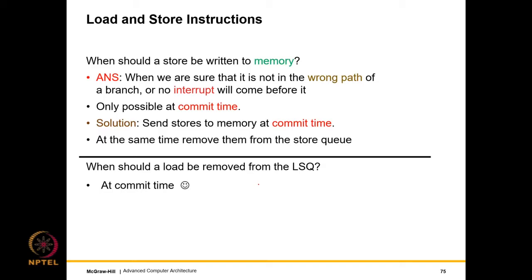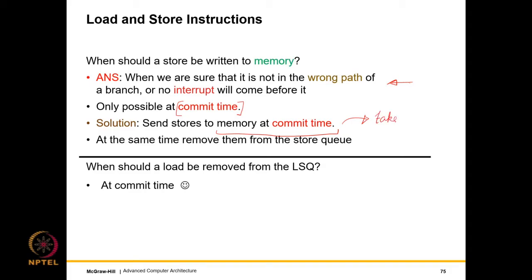Now let's come to loads and stores. So when should a store be written to memory? Well, we have discussed this in the past. Just a quick reminder: when we are sure that it's not on the wrong path of a branch and no interrupt will come before it. As long as there is an instruction earlier to it that precedes it, that instruction might suffer from a fault and we don't want to take the risk. So only when we are committing a store, which means when it becomes the earliest and it's being removed from the ROB, that is when we send the stores to the memory, right? At commit time we send the stores to the memory, and that is when they actually take effect.